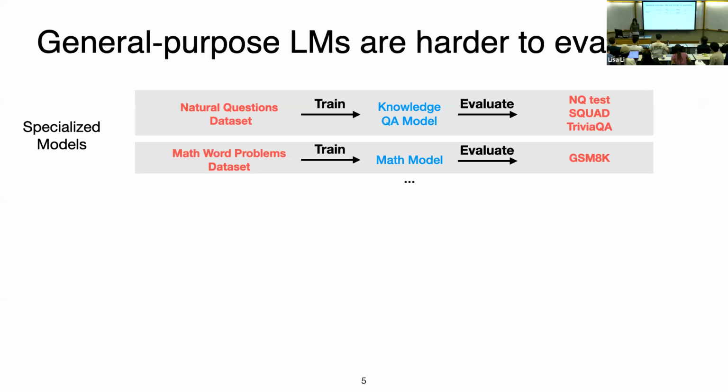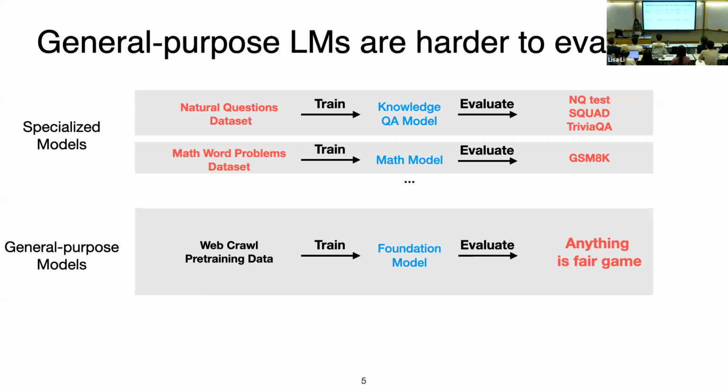To understand this better, let's take a step back and remember how evaluation worked before. Previously, in the old paradigm, we would have a specialized model. Suppose that we want to train a knowledge-intensive question answering model, we would first figure out some knowledge-intensive datasets like Natural Questions to train the model. And then to evaluate this, we would evaluate on the associated test set. For example, the Natural Questions test set or some other knowledge-intensive distribution like SQuAD or TriviaQA.